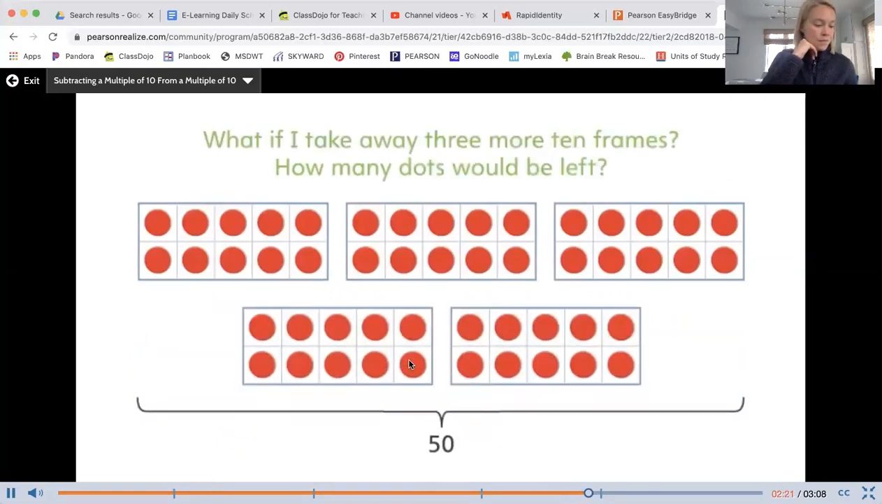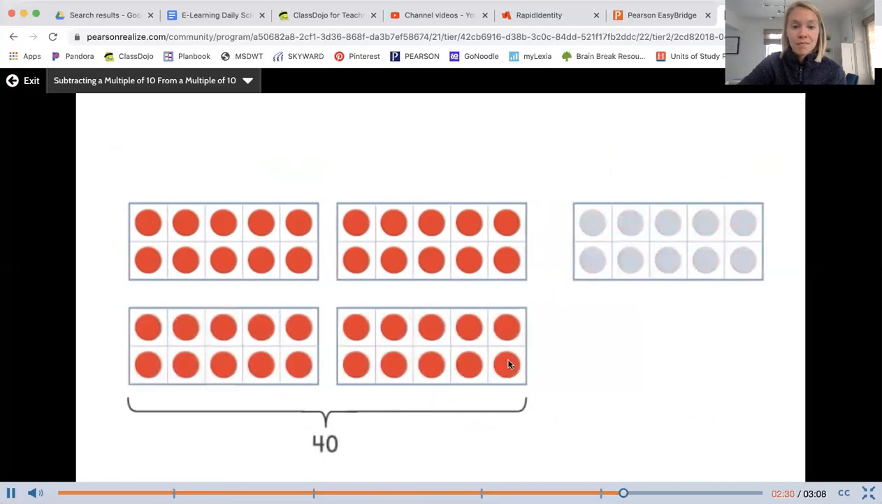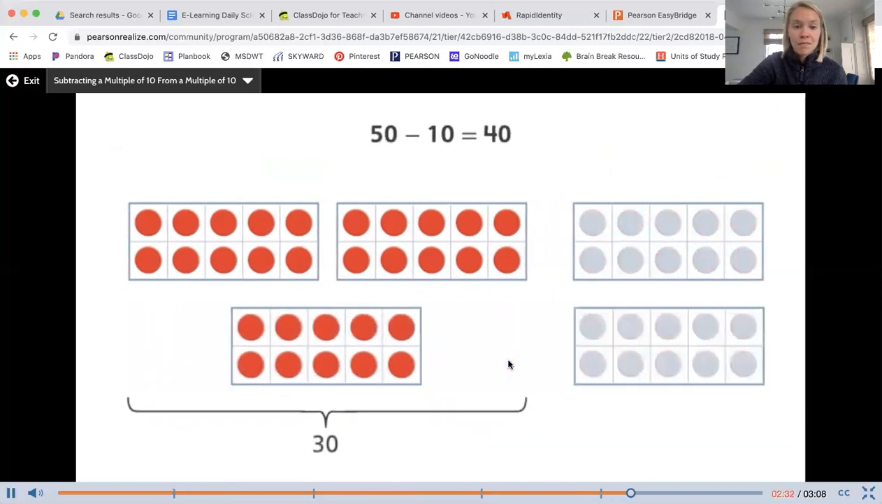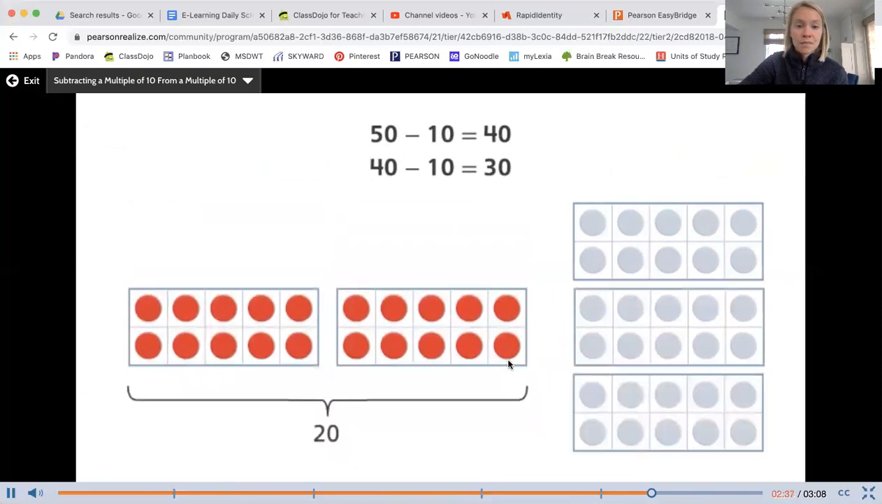What if I take away 3 more 10 frames? How many dots would be left? Okay, so if we take away 3 more 10 frames, how many dots would be left? So I'm thinking if I take away these 3 at the top here, I can count that there would be 2 10 frames. And I know if I have 2 10 frames, that's 20. I could take away one 10 frame at a time. 50 take away 10 is 40. Then take away another 10 is 30. Then take away another 10 is 20. There are 20 dots left.